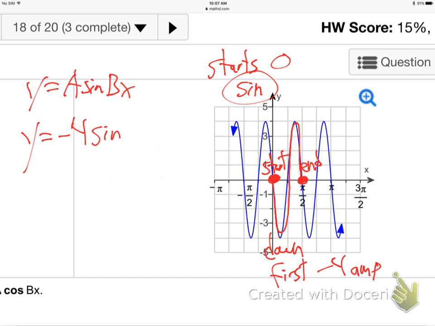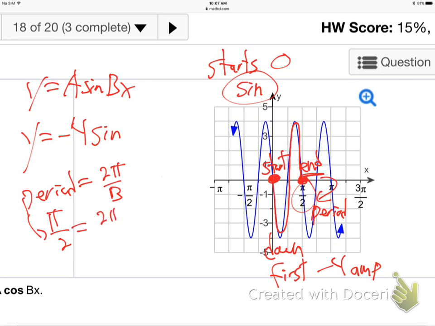Now we've got to get the B. How do we get the B? We write that little formula: period is 2 pi over B. We plug in the period. What is the period on this thing? I mean, just the period. The period's pi over 2. The B will end up being 4. The period's pi over 2, because that's where it ends. The period is right there. The width of one cycle is pi over 2. So on the period side, I put in pi over 2.